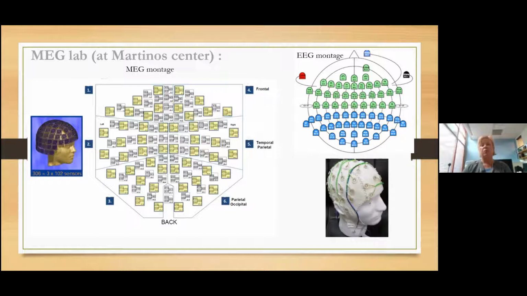All patients were recorded with EEG, with a 70-channel EEG cap and 306 MEG sensors, which is 103 magnetometers and 203 gradiometers. And that's why we can see from different angles the signal which we're picking up from the helmet. So here's an example of one of our cases we want to discuss, and I lost my screen.